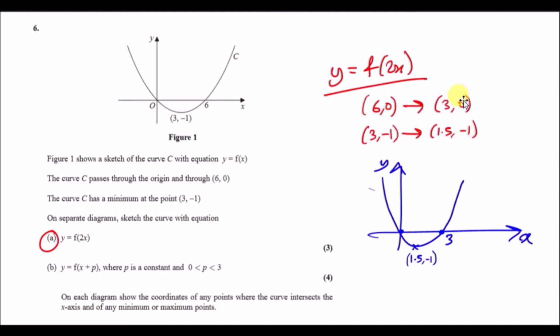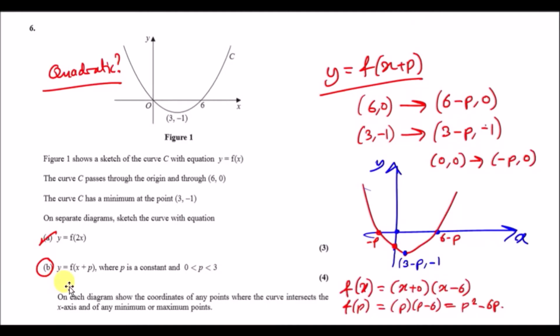-1). And you can kind of see that if you had to copy the sketch, this 6 has moved inwards halfway across to the 3. So it's about here. And 3 has moved halfway to 1.5. So it's there. And of course, the origin (0, 0), when you halve the x is still (0, 0). So that doesn't change. So it's going to be the same shape like this, still cutting through the origin.